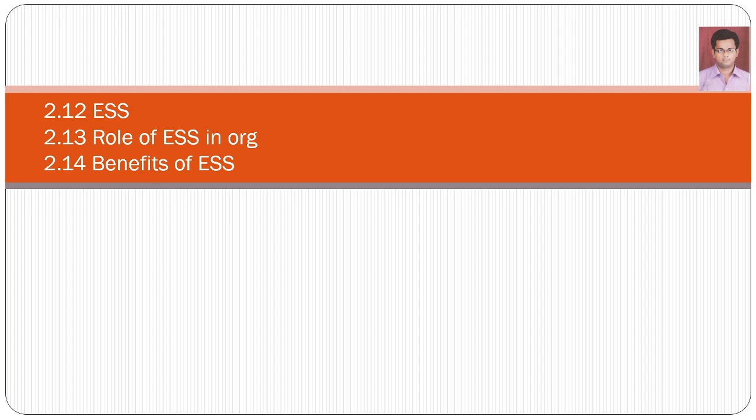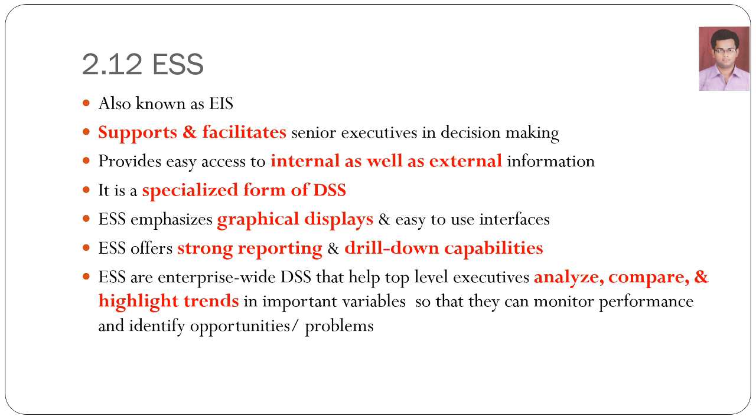The second chapter further leads us into interesting aspects such as executive support systems, the role of executive support systems in organizations, and benefits of executive support systems. ESS, also known as EIS, supports and facilitates senior executives in decision making, and provides easy access to internal as well as external information. It is a specialized form of decision support system. ESS emphasizes graphical displays and easy to use interfaces. ESS offers strong reporting and drill down capabilities.